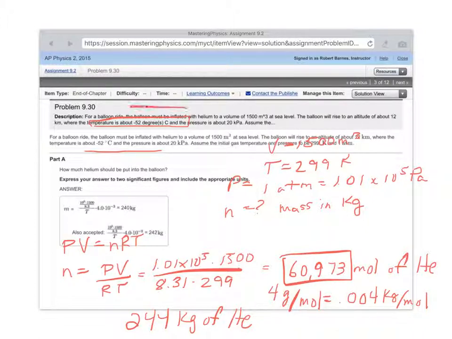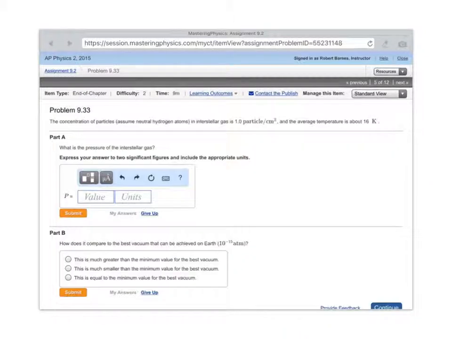Again, this was a distractor up here about the 20 kilopascals and negative 52 degrees at altitude. That doesn't change the number of moles that you needed to put in it to fill the volume of 1,500 cubic meters at ground level. All right, let's move on to number 933.